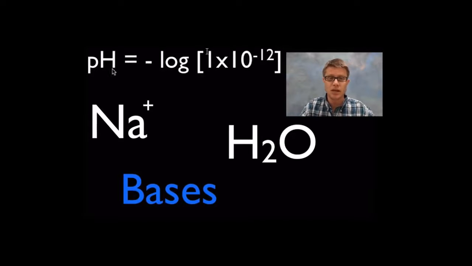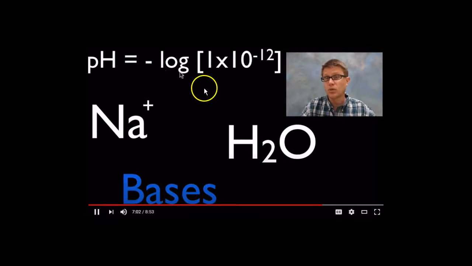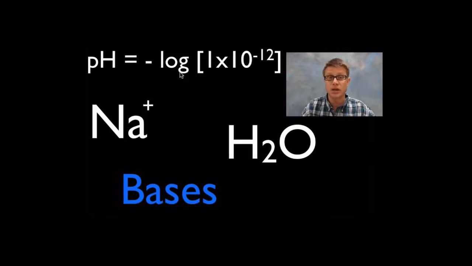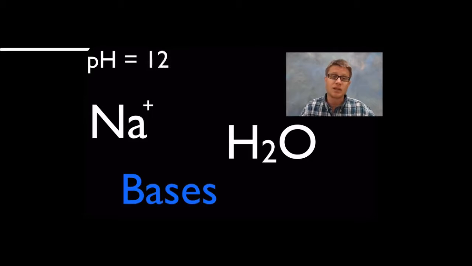And so now we have the pH equal to the negative log of 1 times 10 to the negative 12th, for example. And so what's that going to be? That's going to give us a pH of 12. And so what does pH measure? It just measures the amount of hydrogen ions or hydronium ions. And bases and acids are going to have different amounts of that.